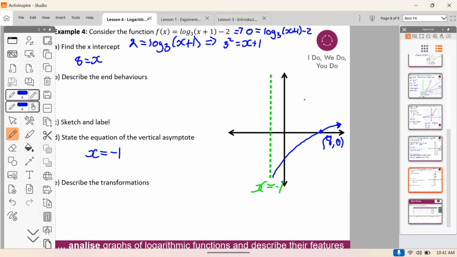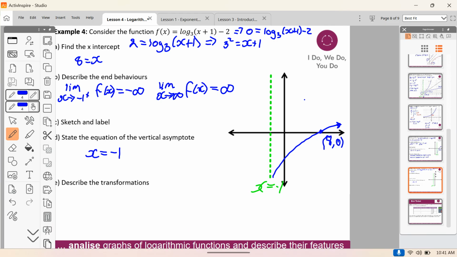Our end behaviors. The limit as x approaches negative 1 from the positive side of f of x is equal to negative infinity. Our right-hand end behavior is the limit as x approaches infinity of f of x is equal to infinity. Now I'm showing with the limit statements that you can either write f for the function or f of x showing what domain it's on. Both work.